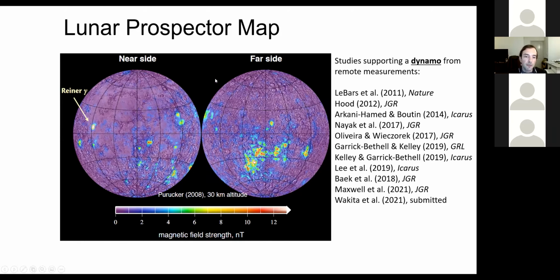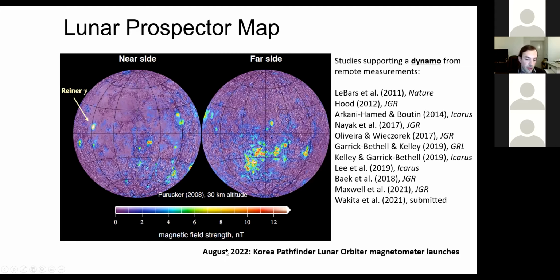And I want to emphasize, there was a paper that came out a couple months ago, maybe nobody noticed it, but it argued that there was never a dynamo on the moon. And so I want to make the case that there's been a lot of work showing that there has been a dynamo on the moon. People are still debating some of the details of it, but there's lots of evidence that there was a dynamo just from these types of maps.